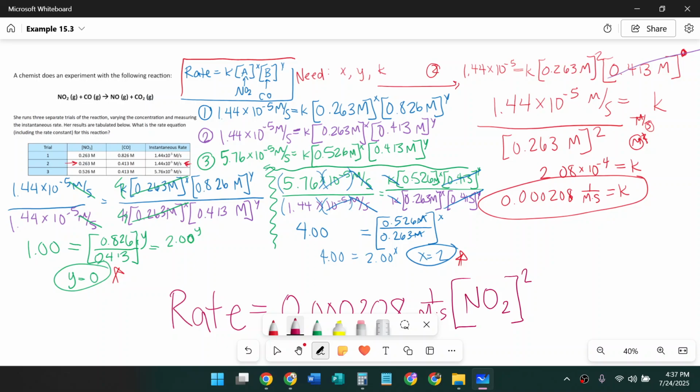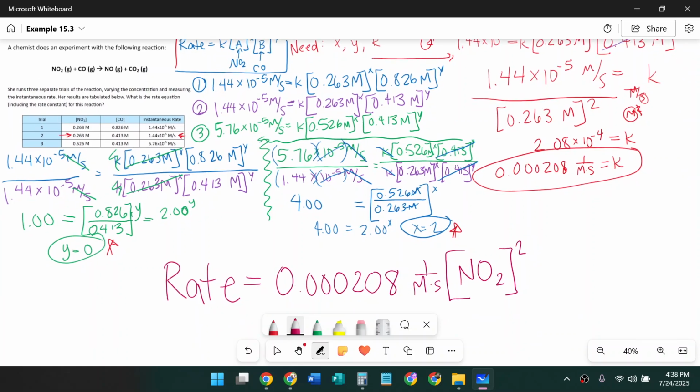Again, the path was that we wrote the rate equation. We recognized what pieces have to be filled out, which is the K, the X, and the Y, which means we needed to find all of them. And we started by finding the X and the Y first because we can do that using some fancy math, which is the blue, green, purple, messy section. And then once we have our X and Y, we can use any of the trials to find the K. And then once we have the K, then we're able to write our rate equation.